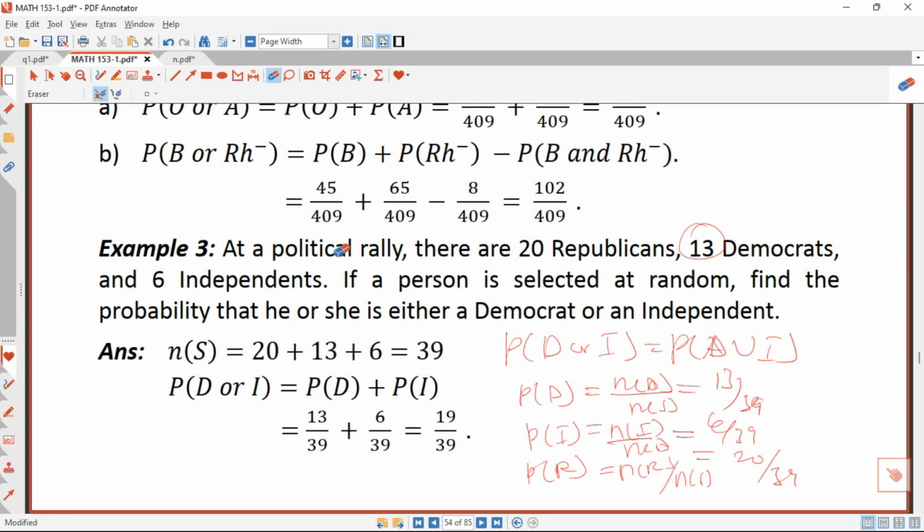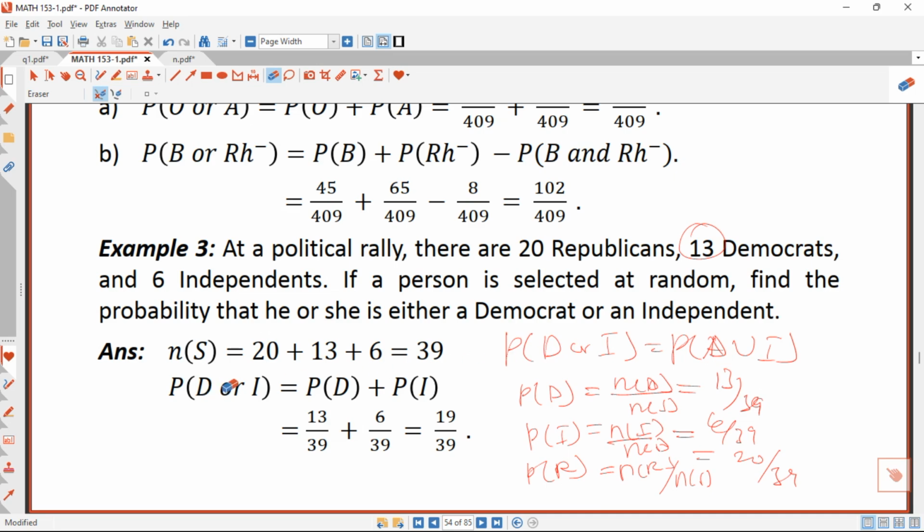We said at a political rally there are 20 Republicans, 13 Democrats, and 6 independents. If a person is selected at random, find the probability that he or she is either a Democrat or independent. Right? So right now we are to find probability of Democrat or independent, which is being written here.